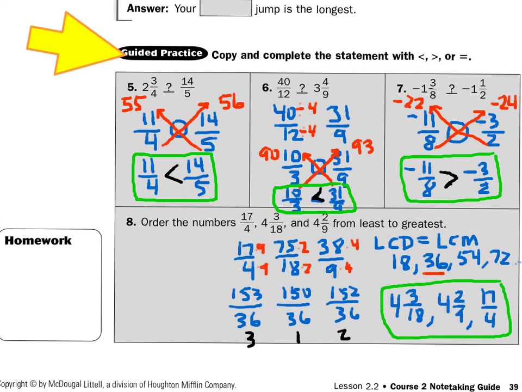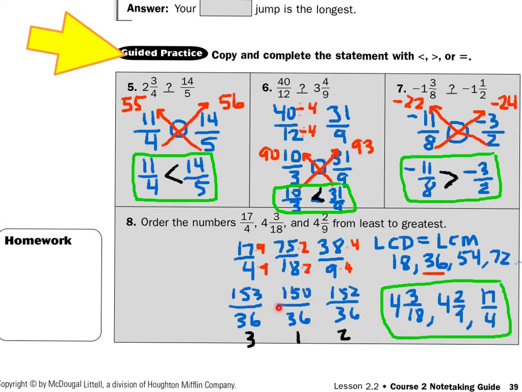So 17 times 9 gives me 153. Now to change 18 into 36, I would have to multiply by 2. So 18 times 2 gives me 36, and 75 times 2 gives me 150. And then to change 9 into 36, I multiply by 4. So 9 times 4 gives me 36. 38 times 4 gives me 152. And now it's very easy to put them in order.